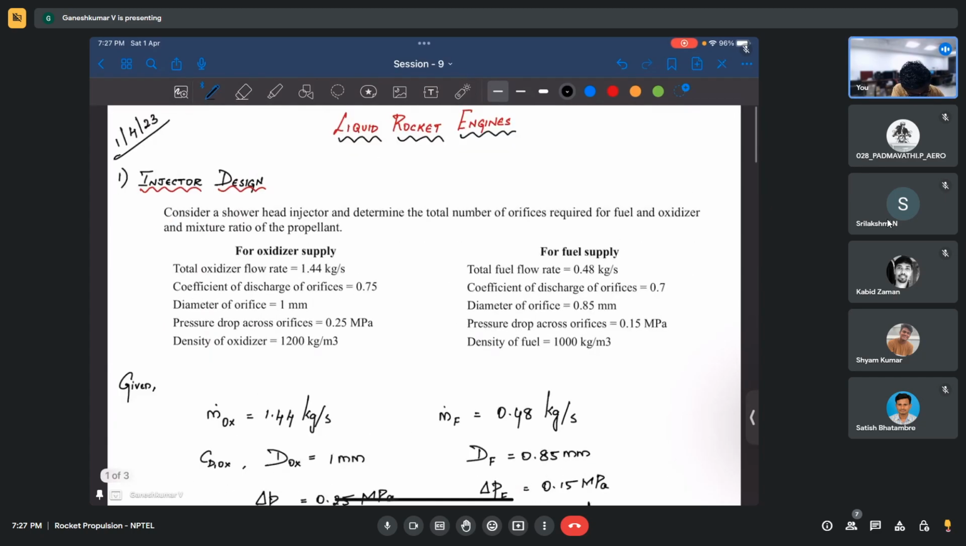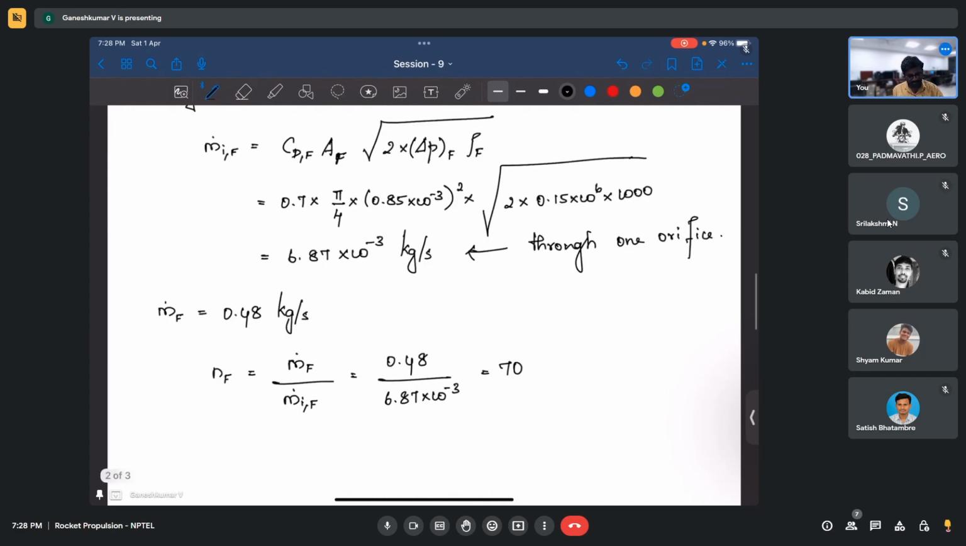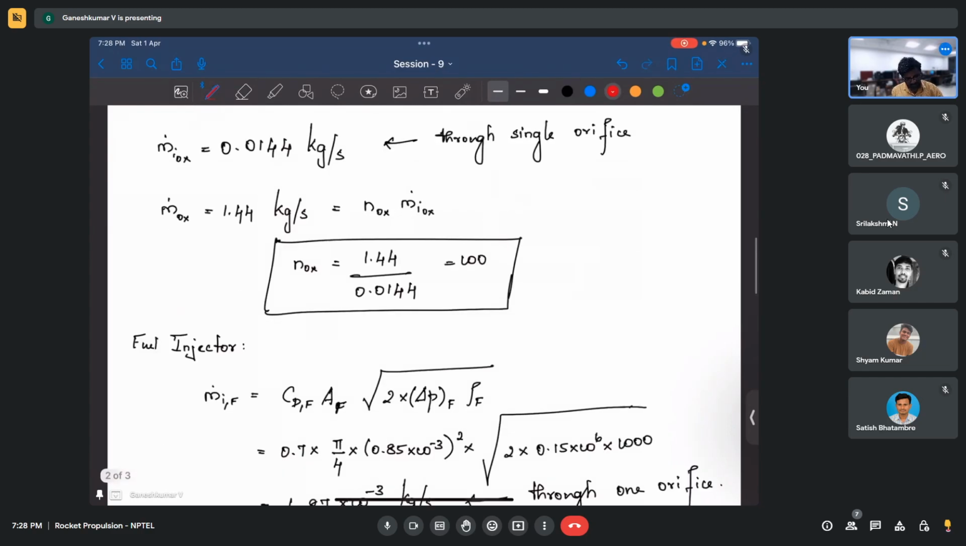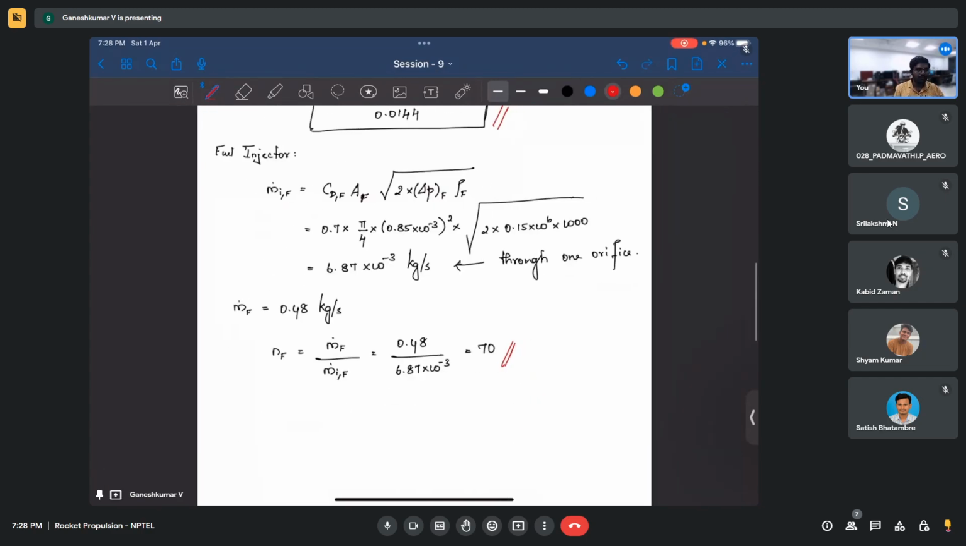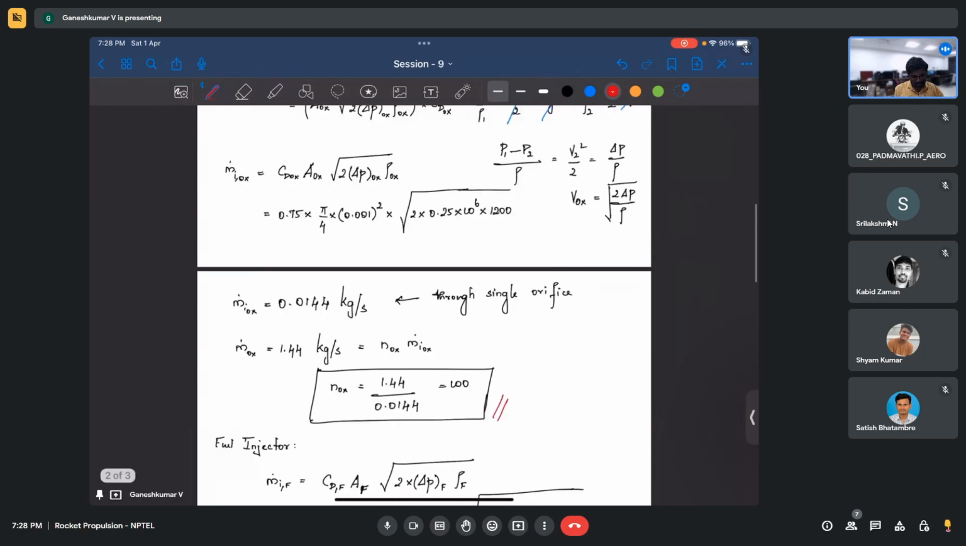Now the total mass flow rate is nothing but 0.48 kg per second. So how many orifices do we need? Mass flow rate of fuel divided by mass flow rate per orifice: 70. So we need 70 orifices. This is how you will calculate how many orifices we need while you are designing the injector.